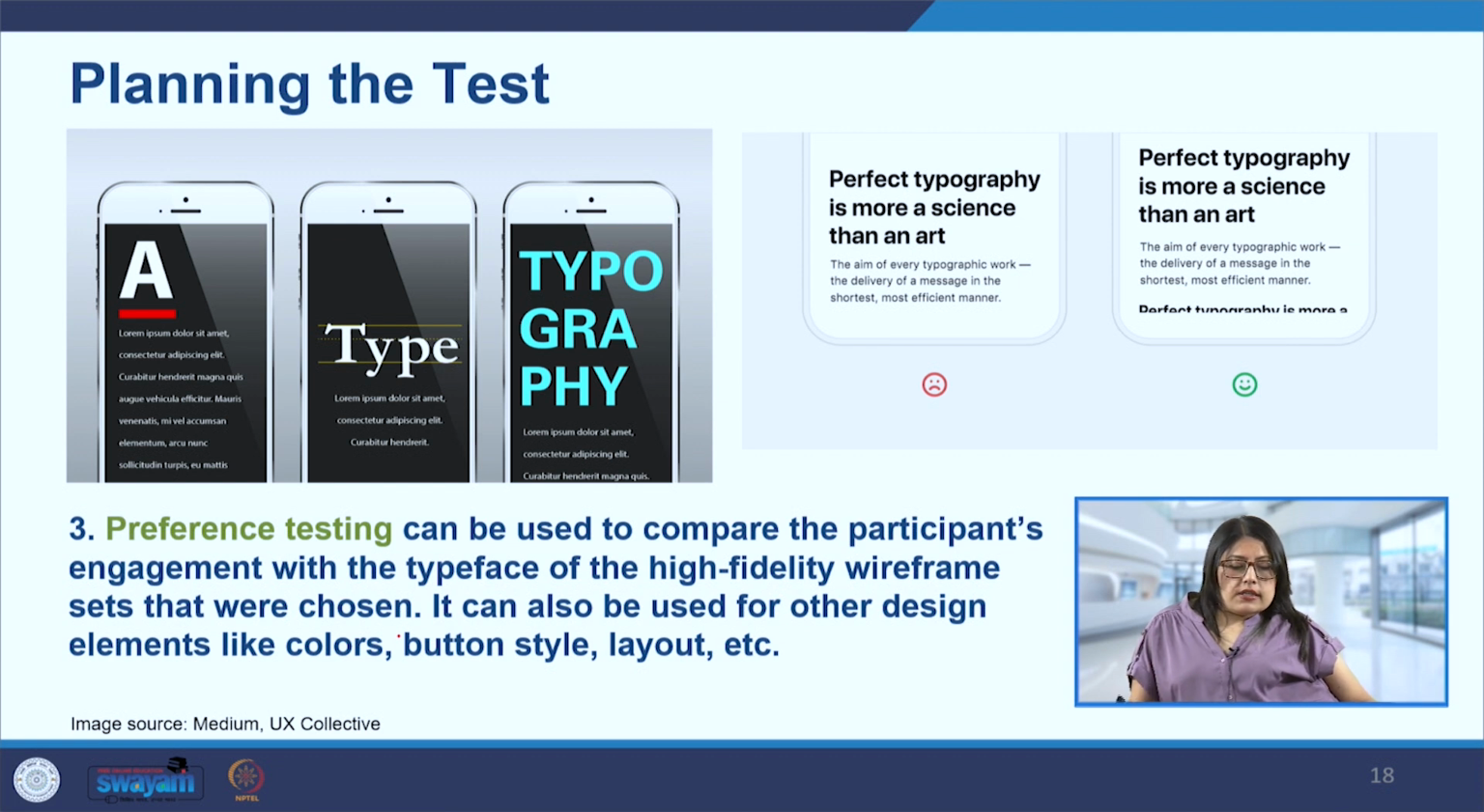So here we can see that typography is more science than an art. Now here we can see one is incorrect and one is correct. Maybe you can analyze the reason why one of them is preferred by the users over the other one.